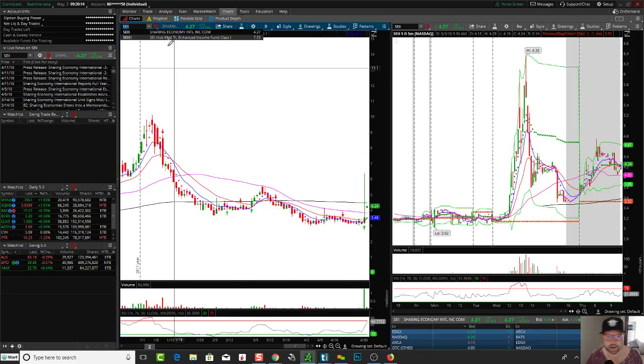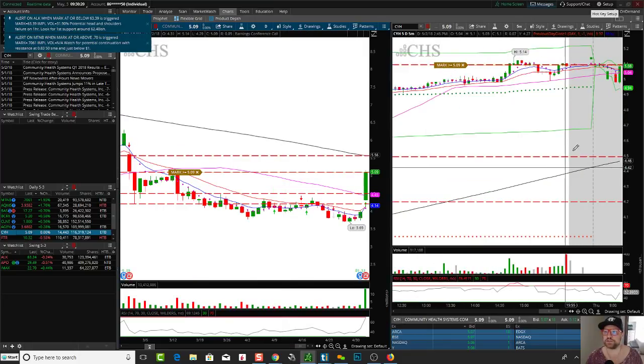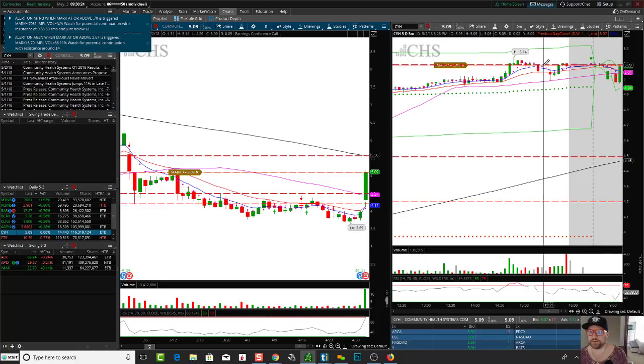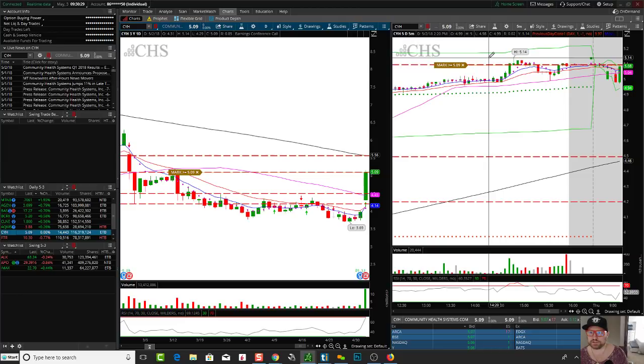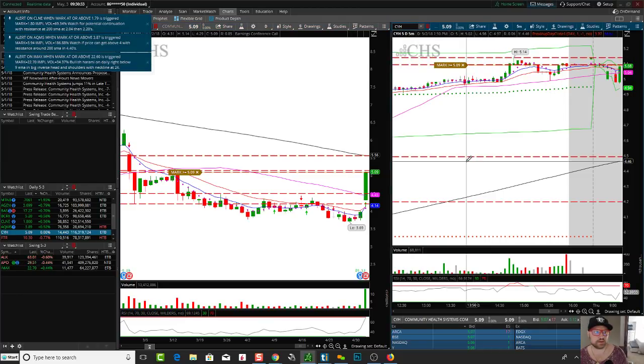So CYH right now. Let me pull that one up. If I zoom in here on CYH, it's breaching previous close, right? So ideally what you want to do is see it get above previous close and want to see it get above that 5.14. You can see all our alerts are going off right now like crazy up here. Goodness gracious.